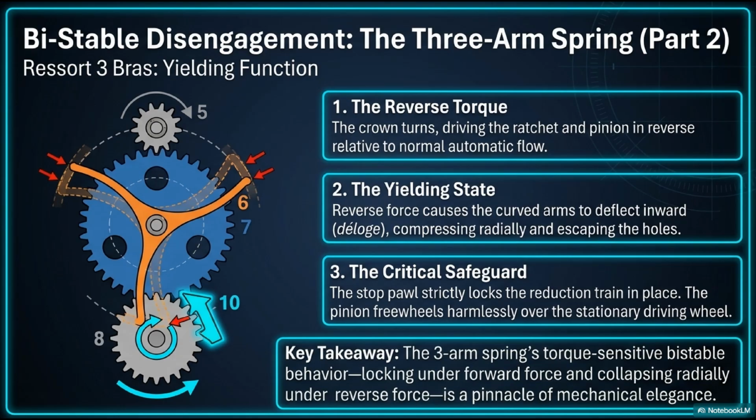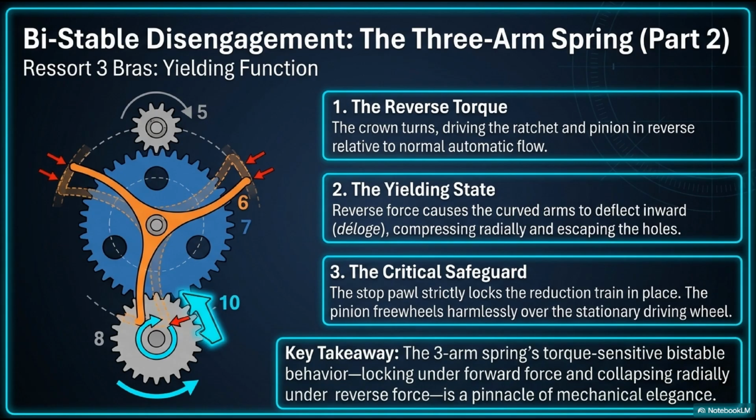Now, the user grabs the crown and violently twists it. Let's see the 3-arm spring perform its second, life-saving job. Part 2, bistable disengagement, or the yielding function. Look at the kinematics on the left. Step 1, the reverse torque. The crown turns, driving the massive ratchet, 10. The ratchet forces the pinion, 5, to spin rapidly in reverse, relative to the normal automatic flow.